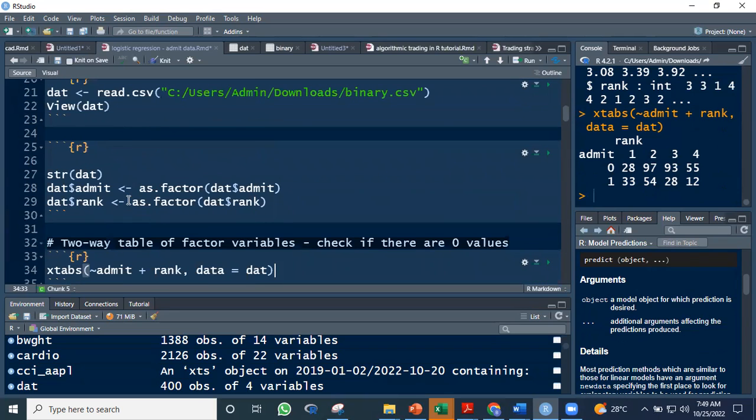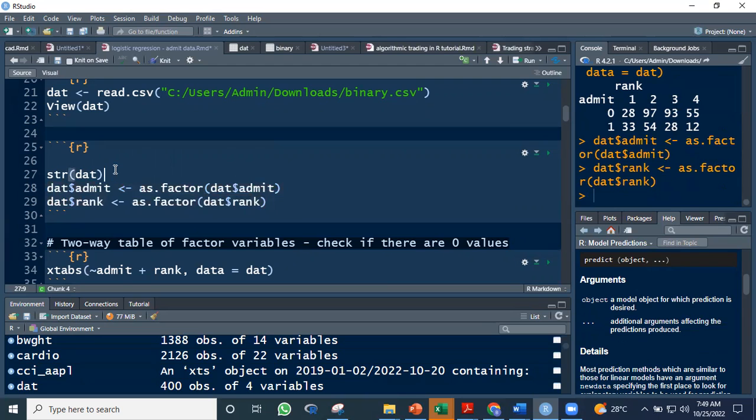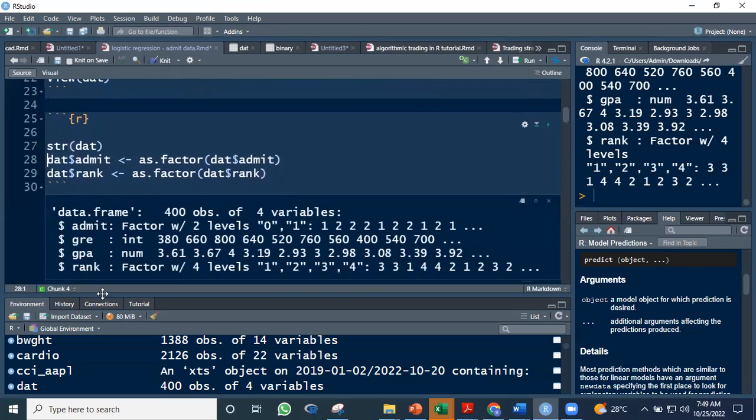So we haven't run this. From the data, admit, we will convert it as a factor. And the rank variable, we will also convert it as a factor. All right, so let's run this. Control Enter. And let me rerun the structure, Control Enter. All right, so now our admit variable is a factor and our rank variable is also a factor. Okay, pause for a while.